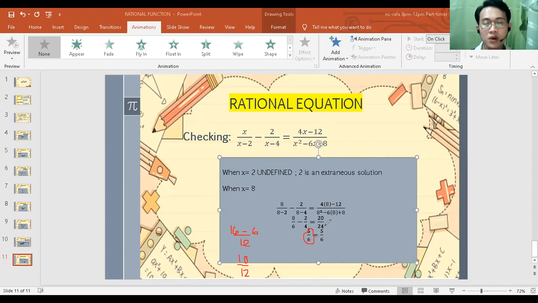And then 20 over 24, dividing it by 4: 20 divided by 4 is 5, and 24 divided by 4 is 6. Therefore, 5 over 6 is equal to 5 over 6. Then it satisfies the equation. Therefore, x is equal to 8, or 8 is the solution of the equation above.